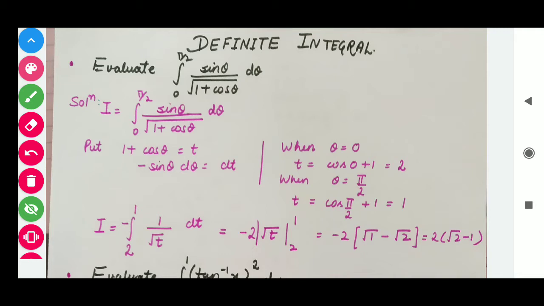Here the integral is sine theta over under root 1 plus cos theta. Clearly it is visible that if we put cos theta, then its derivative is minus sine theta d theta. So here students, 1 is a constant, so we take 1 with cos theta because we know that the derivative of a constant becomes 0. So here we put 1 plus cos theta equals t, its derivative is minus sine theta d theta equals dt.